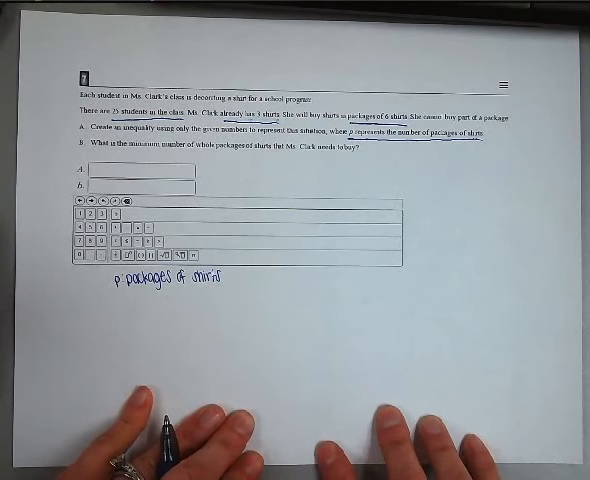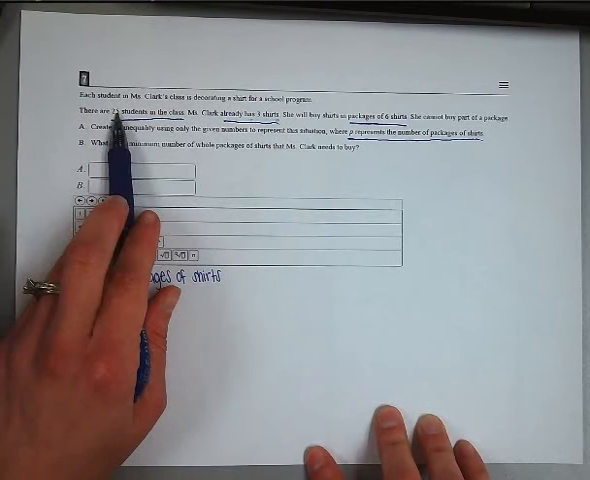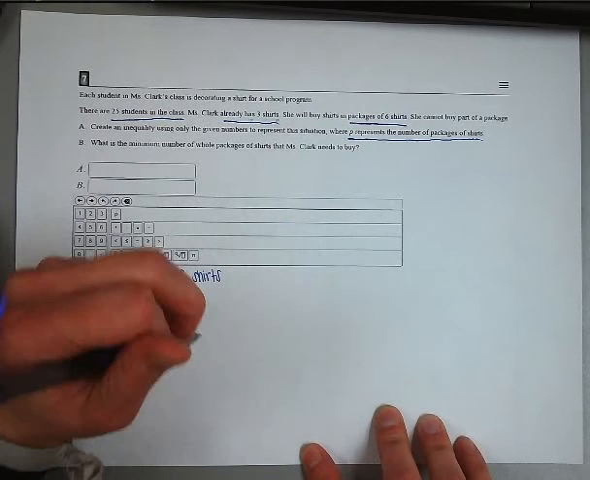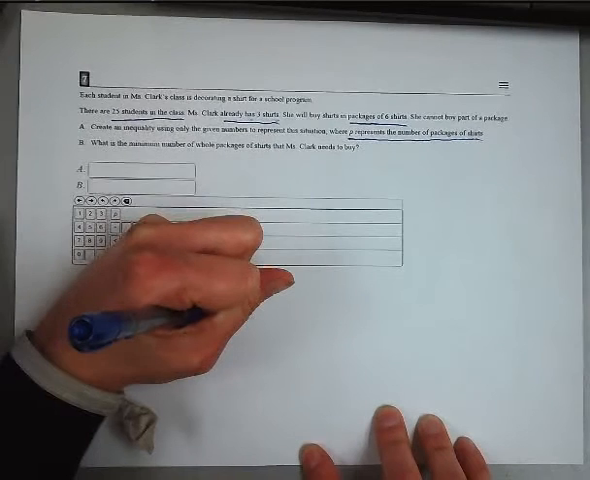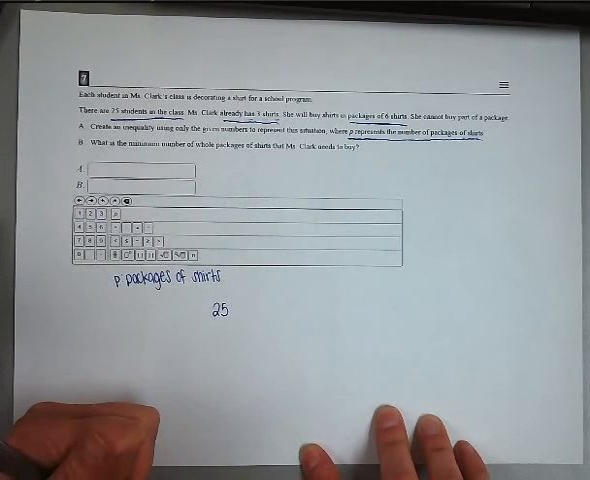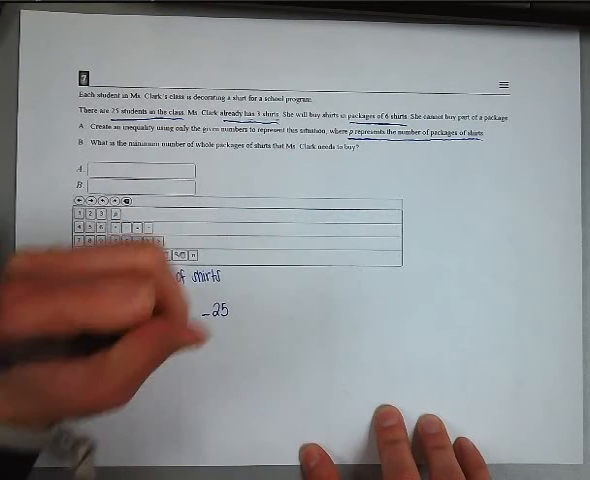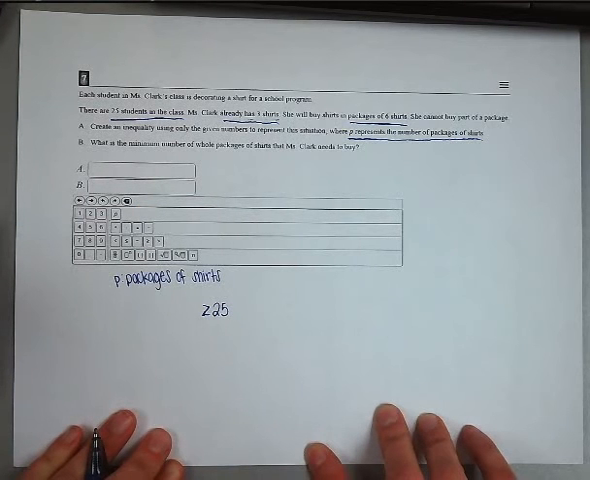So we see in this case that we have a total of 25. That's 25 students, so we're going to need at least 25 shirts for all the students. So that's going to be a total that we put on the right side of our inequality. Now, if we need at least 25 shirts, that means we have to either have equal to 25 or we have to have greater than 25 shirts. So I know that the total of shirts has to be greater than or equal to 25.